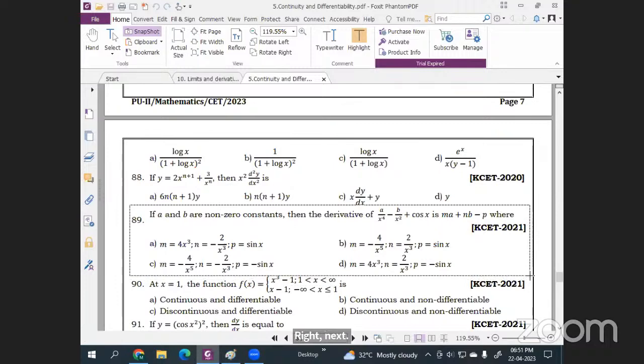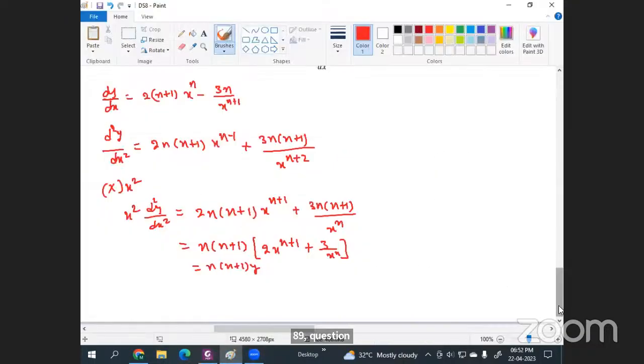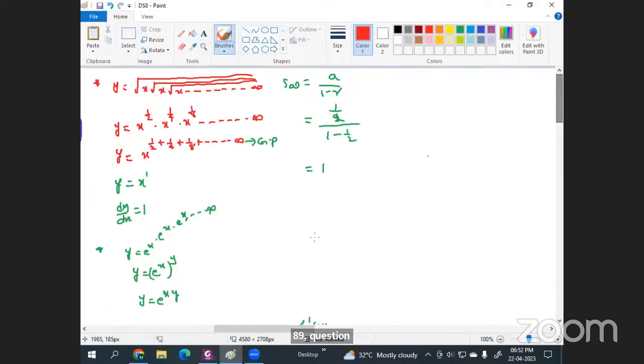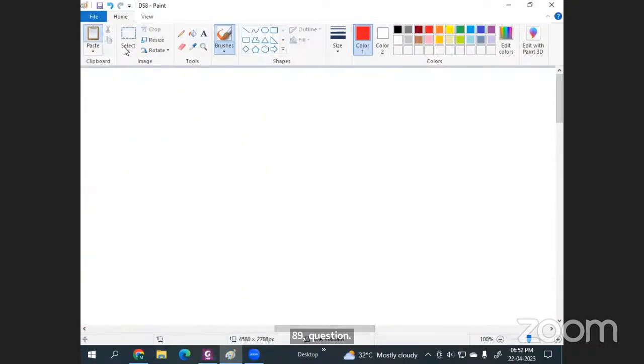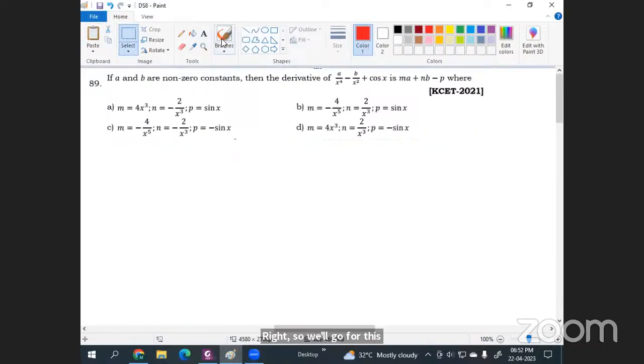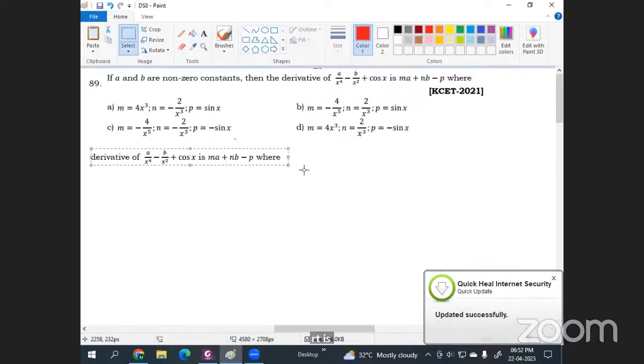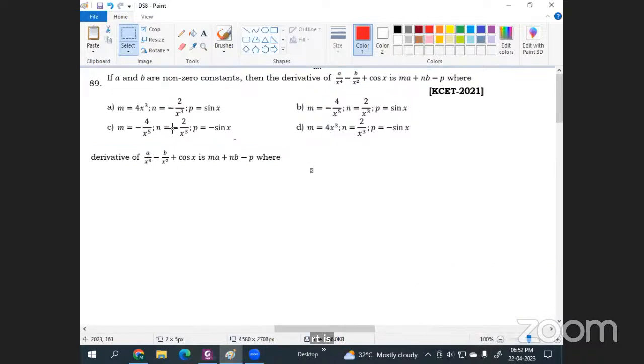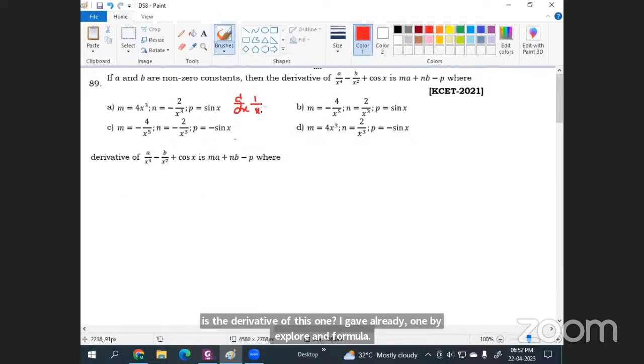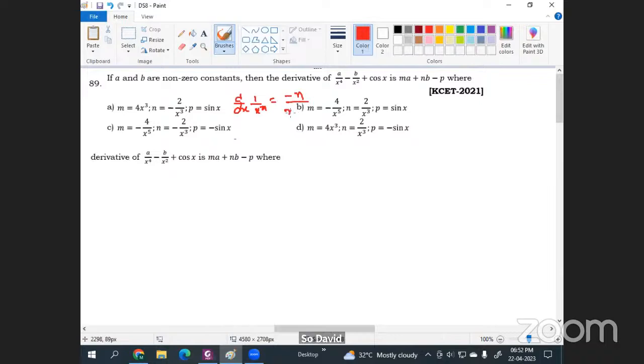89th question. Right. So we'll go for this one. If A and B are non-zero constants, then the derivative of this is, now I have to go for this one. The derivative of this part equals, what is the derivative of this one? I gave the formula for 1 by x power n already. So d by dx of 1 by x power n is minus n by x power n plus 1.